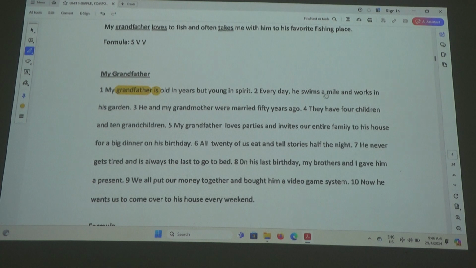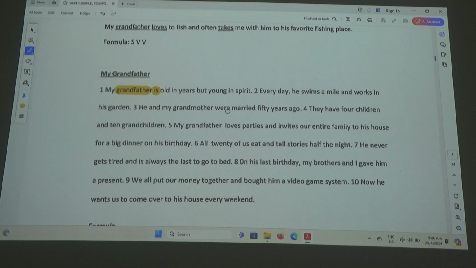Every day he swims a mile and works in his garden. Subject? He. Verb, swims and also works. So what's the formula? Number two? SVV. Is that okay? All of you okay? Can understand? Alright? Number three.